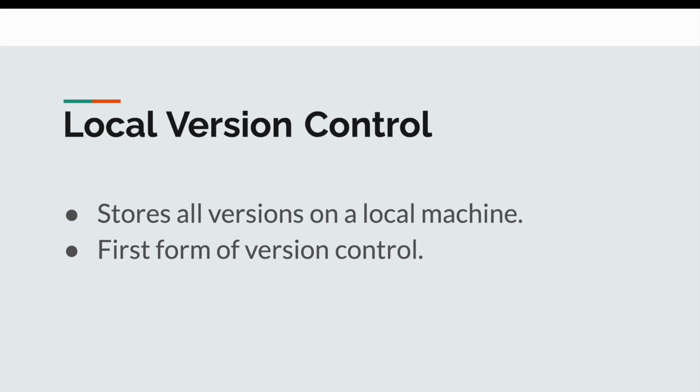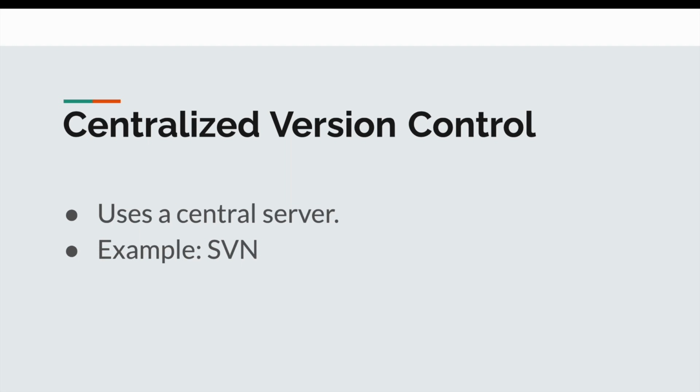First is local version control. This is the earliest form of version control. In this system, all versions are stored on a local machine. While it was a good starting point, it has its limitations, especially when it comes to collaboration and tracking changes across multiple devices.